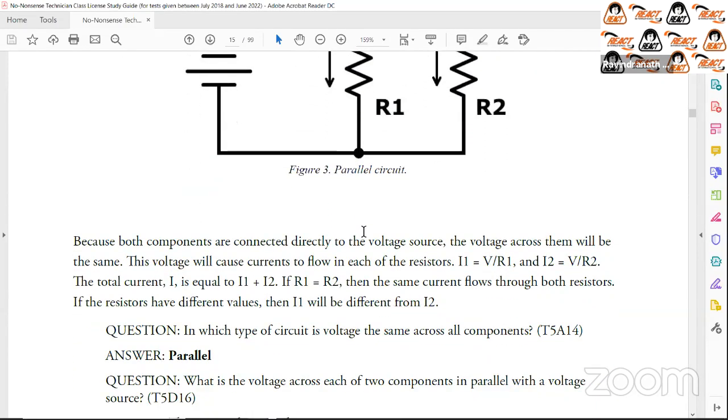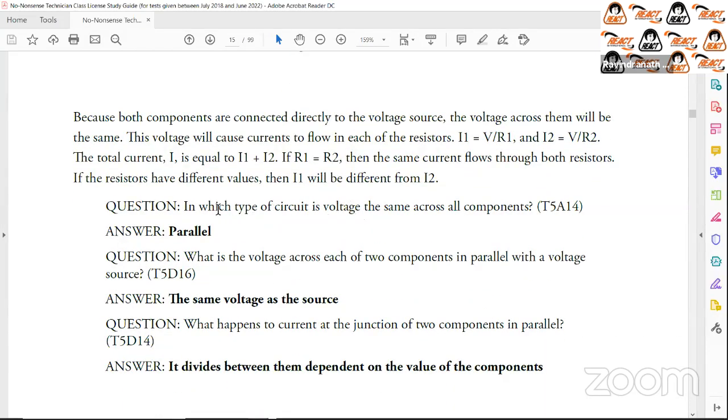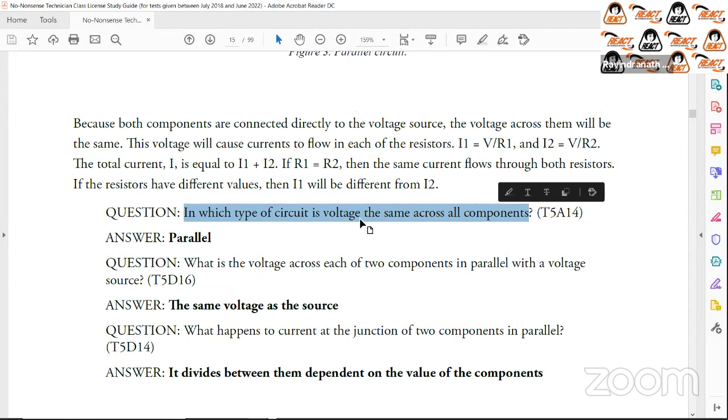So let's go directly to the question that asks on the concept. In which type of circuit is voltage the same across all components? Well, the last thing we just said was that in a parallel circuit, the voltage is the same. So therefore, the answer is parallel.